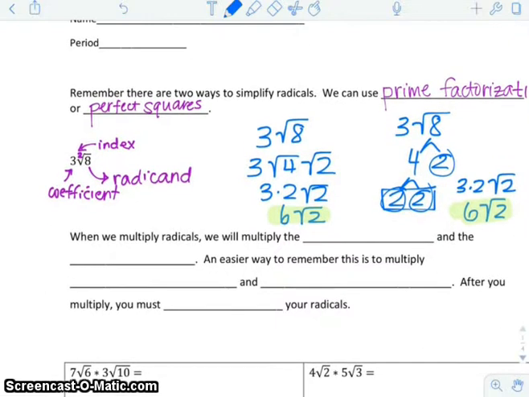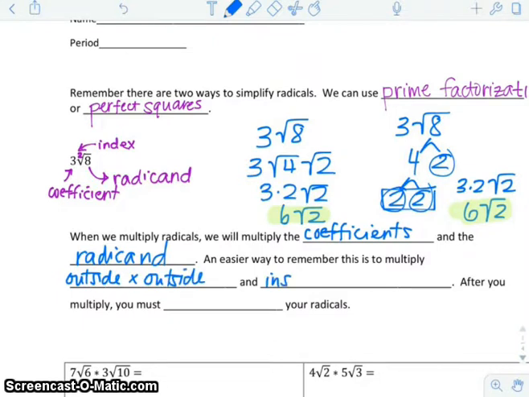When we multiply radicals, we're going to multiply the coefficients, and then we're going to multiply the radicands. So coefficient times coefficient, and then radicand times radicand. Pretty similar to how you would multiply any other variable, where you multiply their coefficients and then deal with their exponents. Same kind of idea. So an easier way to remember this, multiply outside by the outside, and then you're going to multiply the inside by the inside. If you use the actual terms, that's coefficient times coefficient, radicand times radicand.